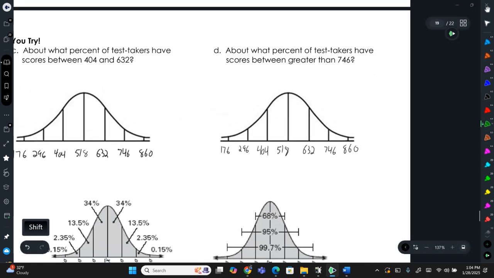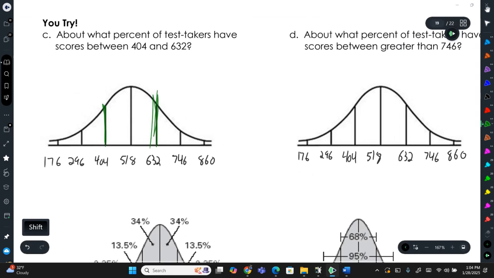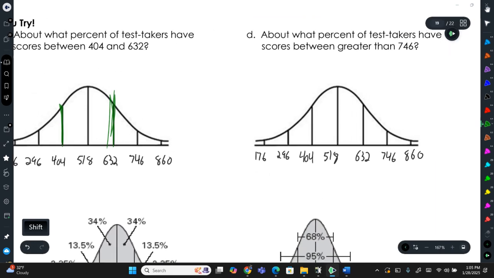So letter C, about what percent of test takers have scores between 404 and 632? And then letter D, what percent of test takers have scores greater than 746? So go ahead, try this, and then once you're done, unpause the video, and we can see how you did.